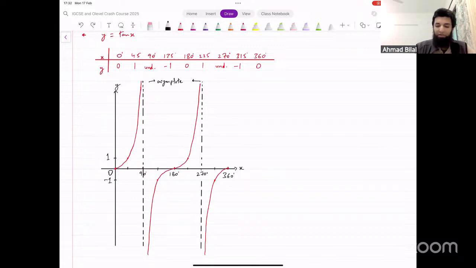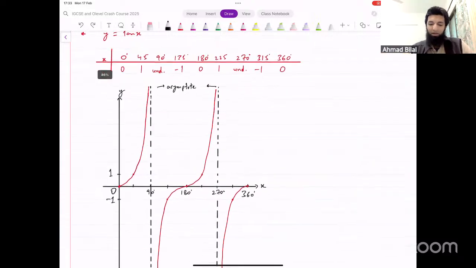Why? Because the graph was broken at 90 and 270, because those two values are giving us errors. So the graph cannot exist at 90 and 270. So it basically gets broken at those points.